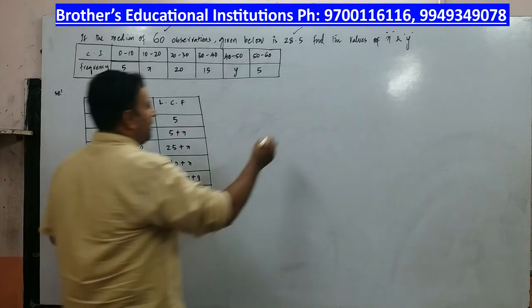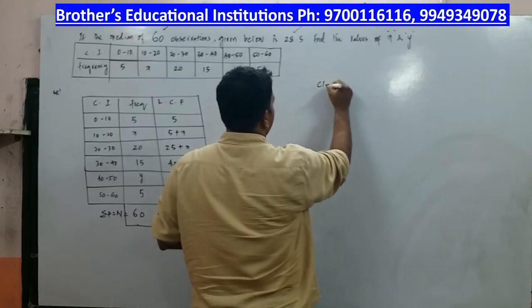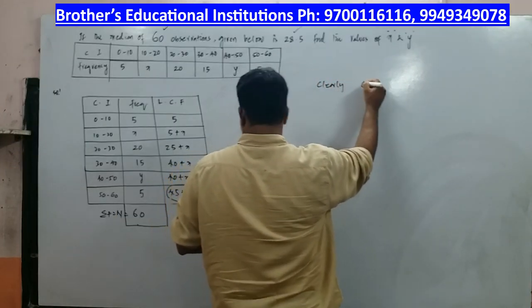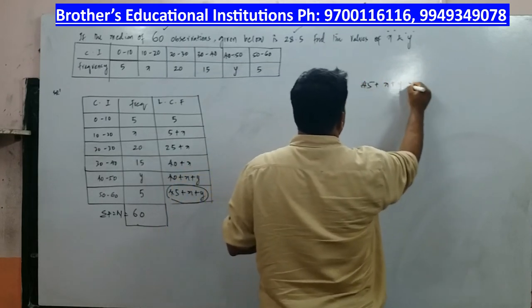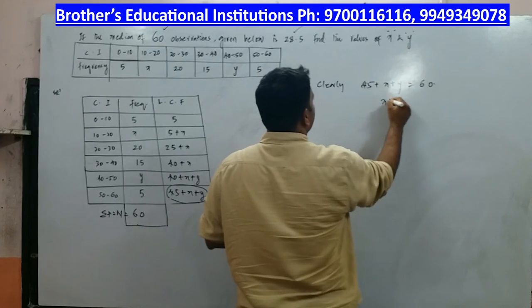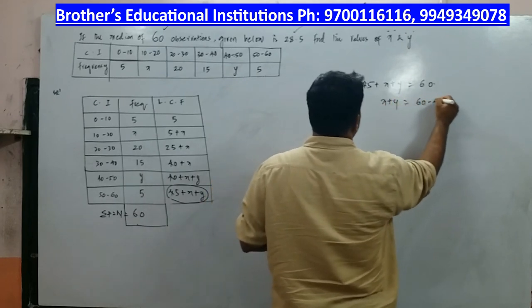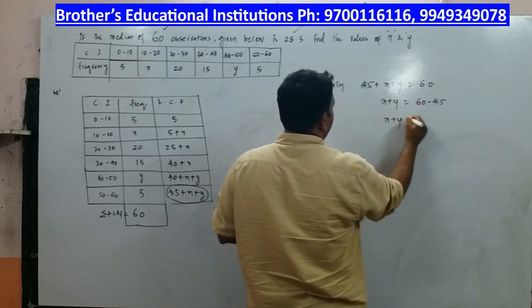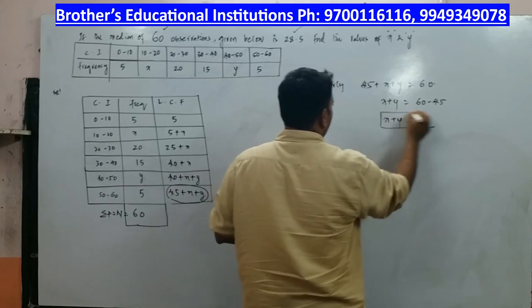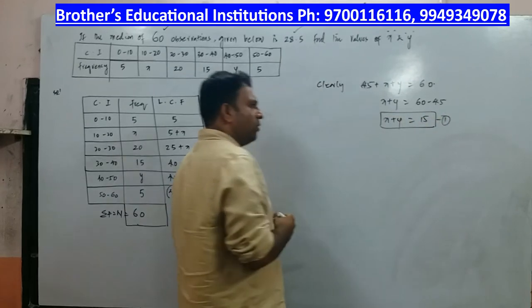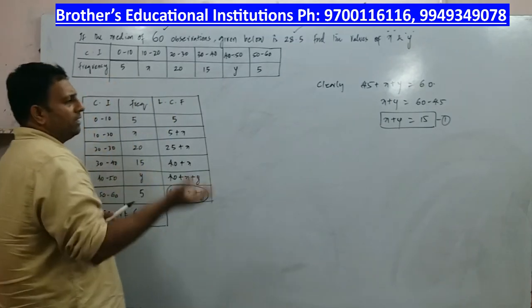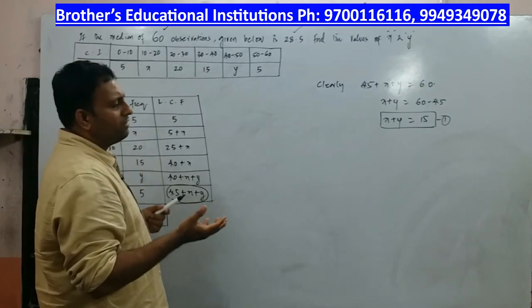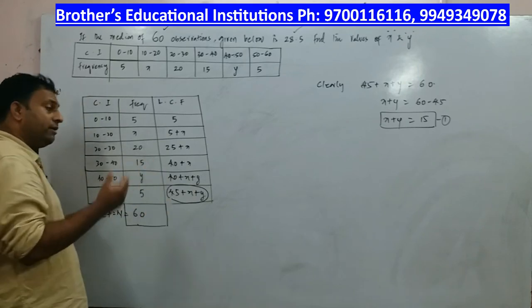So I will write clearly, 45 plus x plus y is equal to 60. So x plus y is equal to 60 minus 45. x plus y is equal to 15. You got a linear equation in terms of x and y. Two variables are there. Now, in order to get the values of x and y, you need one more equation. I have to generate one more equation.